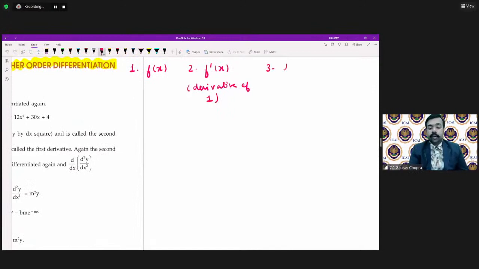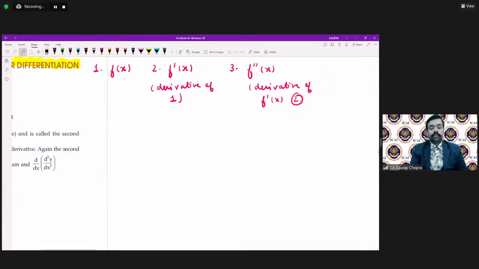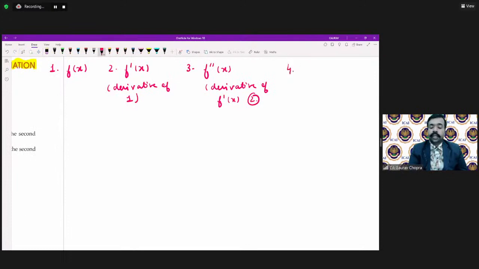Now we can find f double dash x. This means the derivative of f dash x, that is the second derivative. Similarly, what can also be done? f triple dash x, and this means the derivative of f double dash x, that is the third one, right?